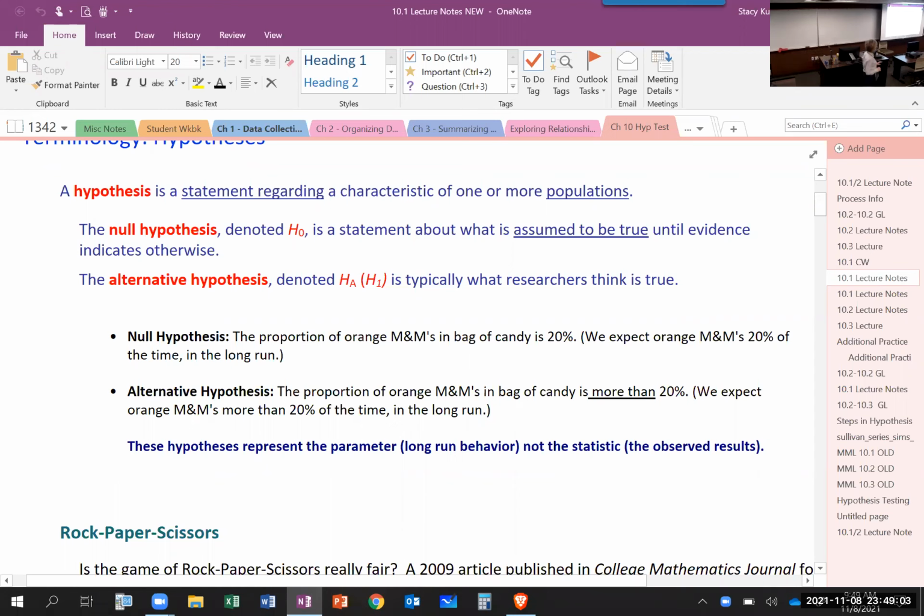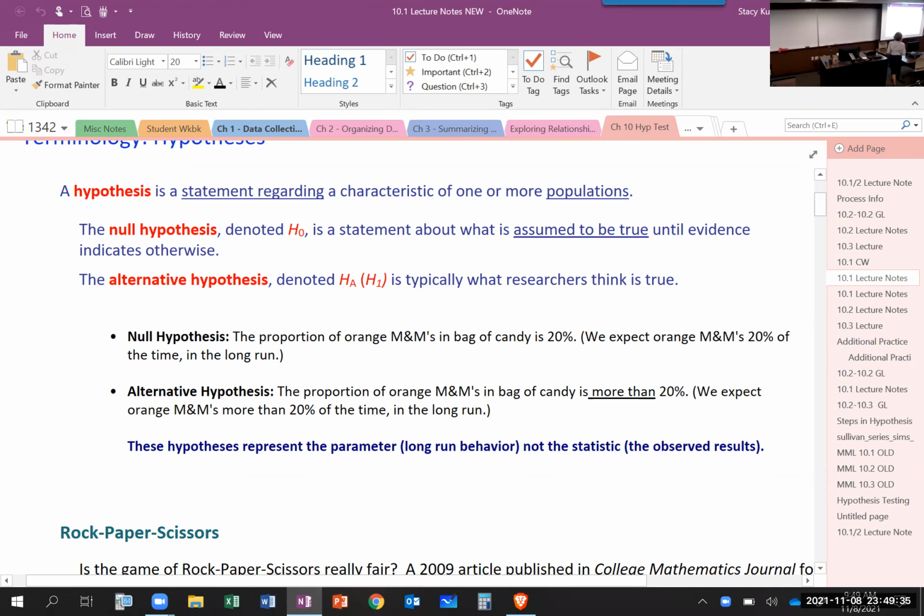Now, our alternative hypothesis, which I have both of those listed up there. I usually use the H sub A for alternative. I've also seen it written as H sub 1. So anytime you see those, that would be referring to the alternative hypothesis. The alternative hypothesis is typically what researchers think is true. This is the part where we think it's true. It's what we're trying to show. It's what we are trying to prove.